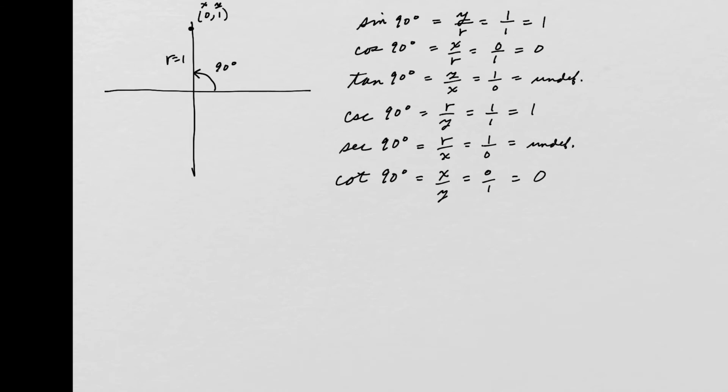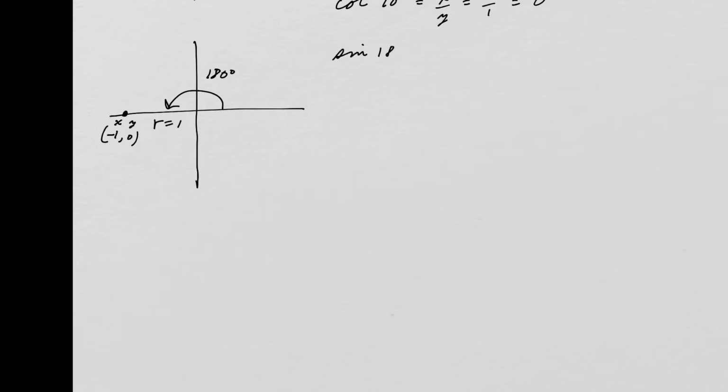Okay, a few more. 180. So that would be like this, right? This angle right here is 180 degrees. So again, if we assume a unit circle, r is 1, then this point is going to be (-1, 0). That's x, y. Let me just write all these out first. So sine, cosine of 180, tan of 180, cosecant, secant, and then cotangent.